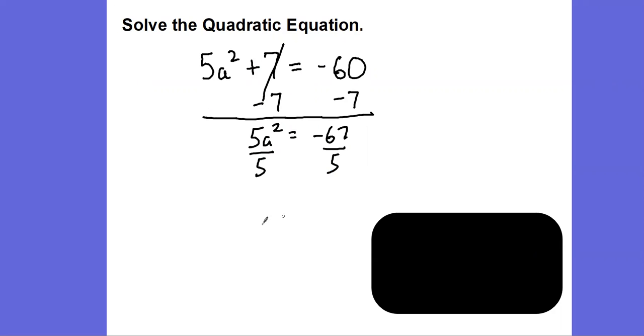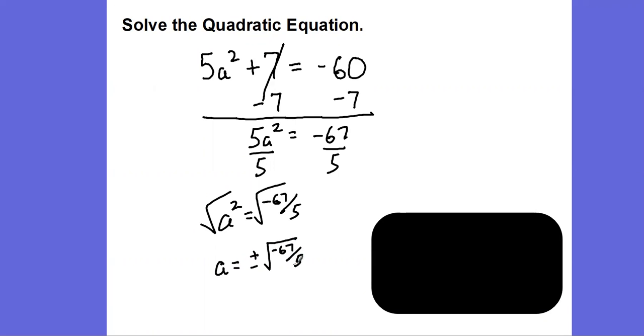Divide both sides by 5. a squared is equal to negative 67 fifths. Square root both sides. a is equal to plus or minus the square root of negative 67 over 5. Now, I can't leave it like that. So working with my properties of radicals, and I just forgot my negative underneath there, so let me try again.